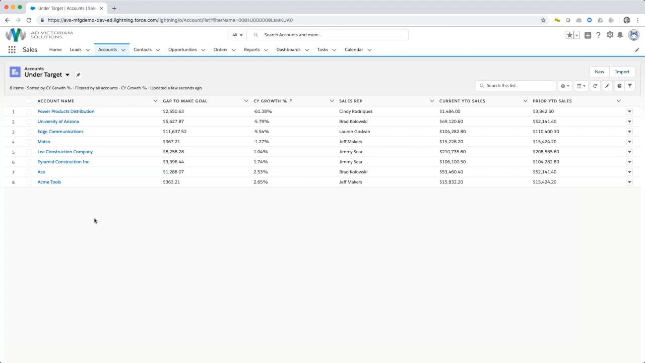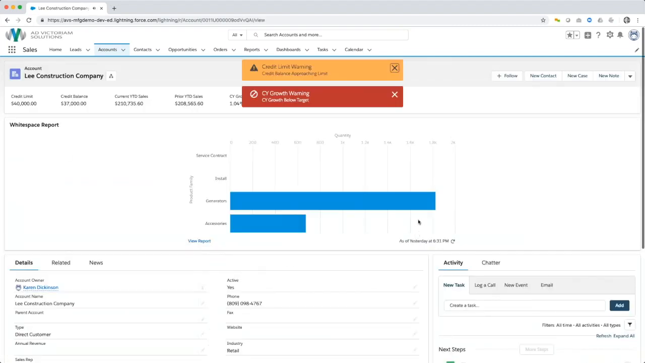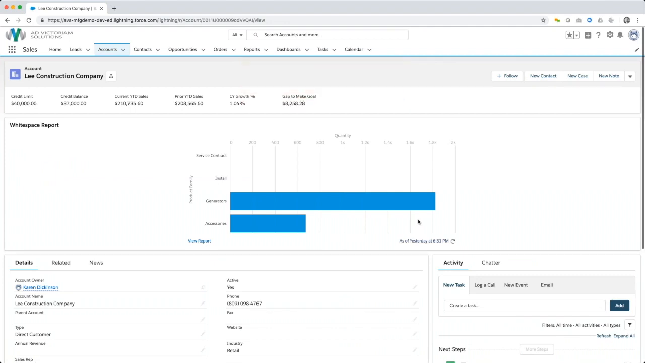Finally, I want to wrap that up with one other key report. White space. So for those of you that may not be familiar, white space is the cross-sell, upsell opportunity. It's what I'm not selling that I should be selling within my account or my customer base. So I'm showing in the context of a particular customer. This is a direct customer, for instance. So in this case, when I sell them a generator, I would expect to be selling them a service contract and or an install. And we see that we're not doing this.